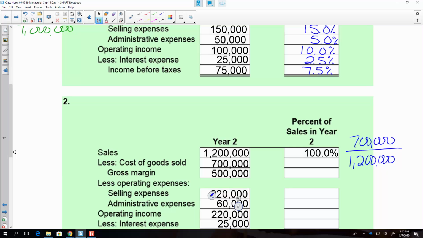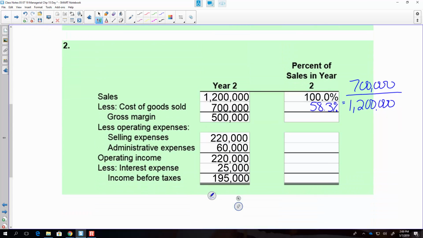So 700,000 divided by 1.2 million, I've got 58.3 repeating percent. That's what this number is. I bring that up. If I do 500,000 divided by 1.2 million, I should get 41.7, I think.